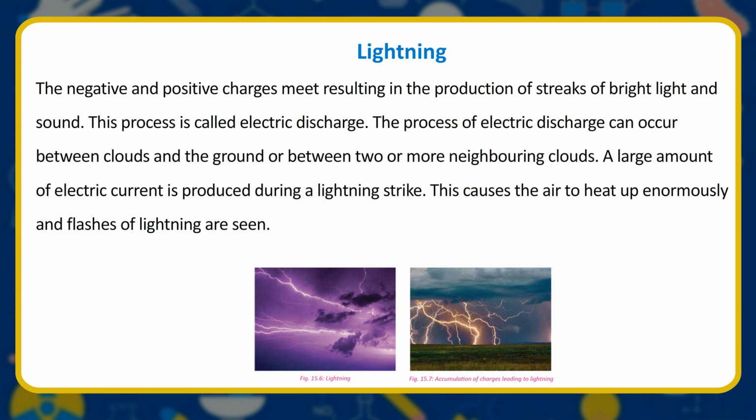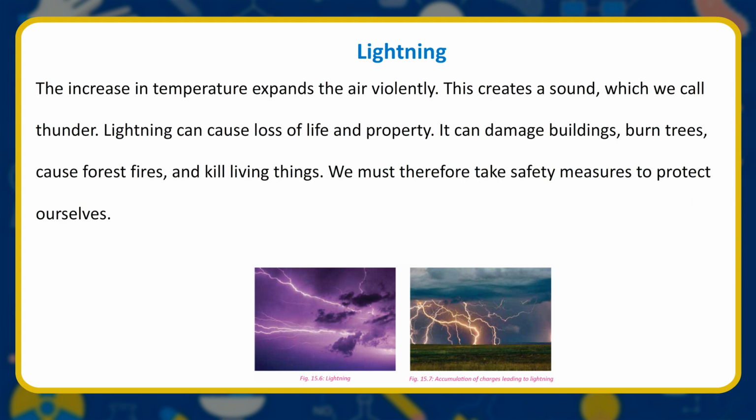A large amount of electric current is produced during a lightning strike. This causes the air to heat up enormously and flashes of lightning are seen. The increase in temperature expands the air violently. This creates a sound, which we call thunder. Lightning can cause loss of life and property. It can damage buildings, burn trees, cause forest fires, and kill living things. We must therefore take safety measures to protect ourselves.